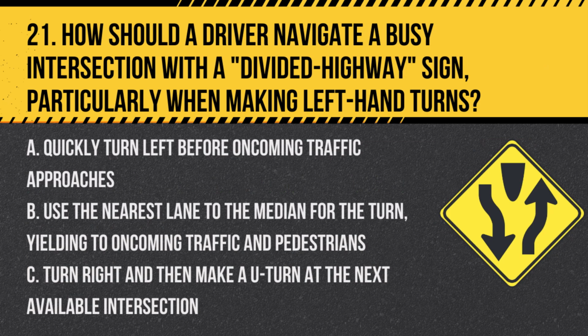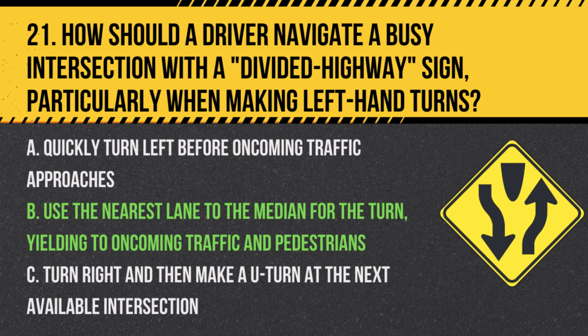Question 21. How should a driver navigate a busy intersection with a divided highway sign, particularly when making left-hand turns? A. Quickly turn left before oncoming traffic approaches. B. Use the nearest lane to the median for the turn, yielding to oncoming traffic and pedestrians. C. Turn right and then make a U-turn at the next available intersection. Answer: B. Use the nearest lane to the median for the turn, yielding to oncoming traffic and pedestrians.